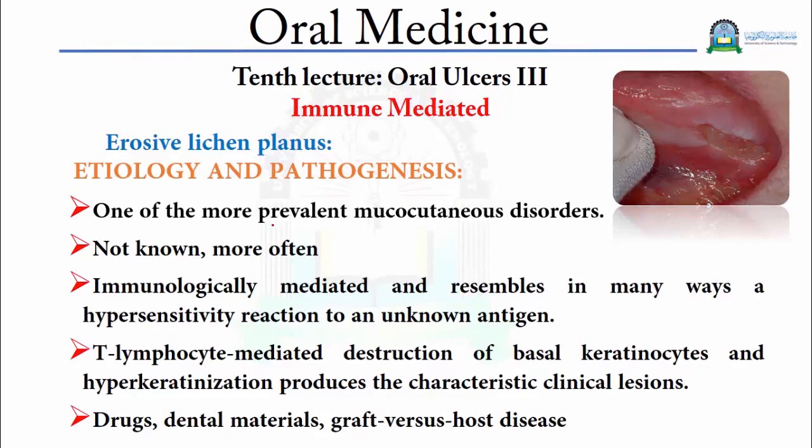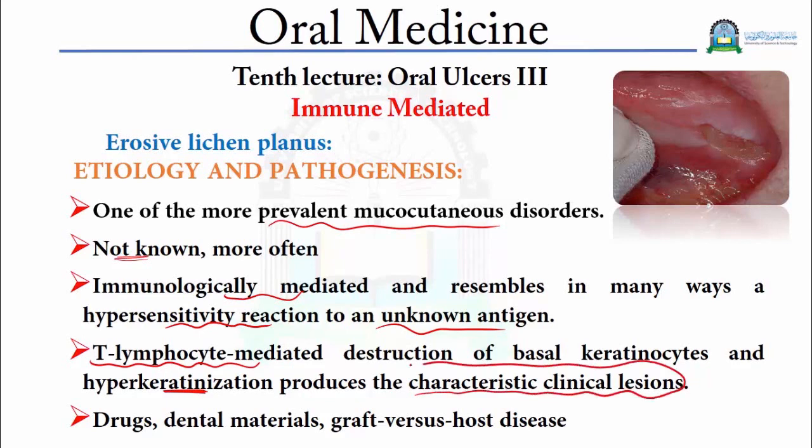One of the more prevalent mucocutaneous disorders is erosive lichen planus, of unknown cause, and more often immunologically mediated, resembling in many ways a hypersensitivity reaction to unknown antigens. As we mentioned, T lymphocytes have been found to cause the destruction of basal keratinocytes, and leading to hyperkeratinization produces the characteristic clinical lesion of lichen planus. We will talk about it in the clinical features.